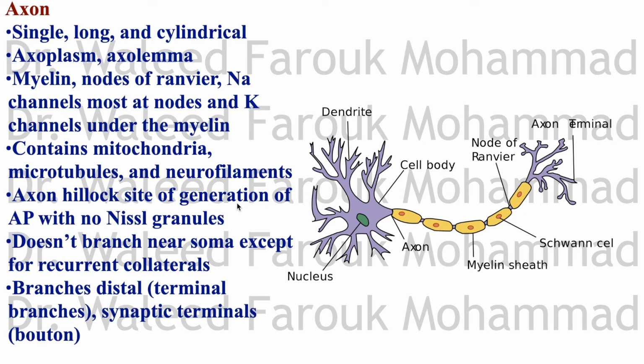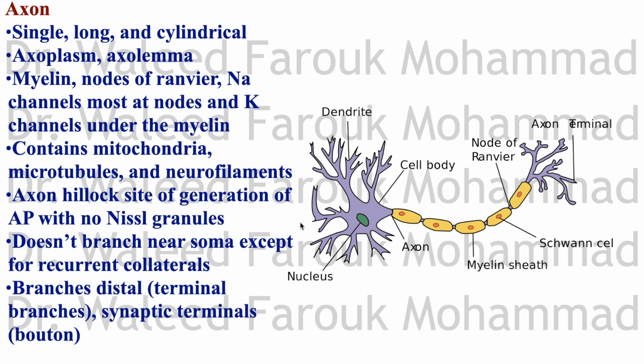Now the axon, you see here the axon, single, cylindrical and long. It has a cytoplasm called the axoplasm and a membrane called the axolemma. It's covered with myelin, but the myelin is interrupted at nodes of Ranvier, and present at these nodes are condensations of sodium channels, while the potassium channels are mainly present underneath the myelin. So that's why the impulse travels from node to node. Okay?